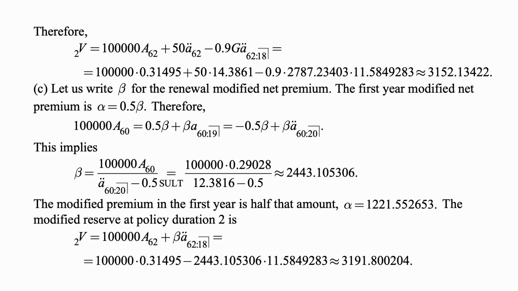3152.13422. For Part C, let us write beta for the renewal modified net premium, and the first year modified net premium is alpha equal to 0.5 beta. So the actuarial present value of death benefit, 100,000 A60, is equal to 0.5 beta plus beta times A60 colon angle 19, which is the same as minus 0.5 beta plus beta A double dot 60 colon angle 20. So that beta has to be equal to 100,000 A60 over A double dot 60 colon angle 20 minus 0.5.